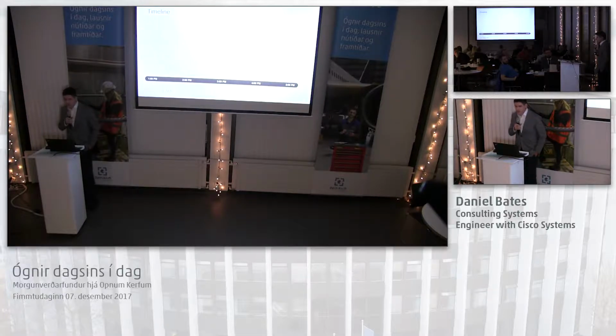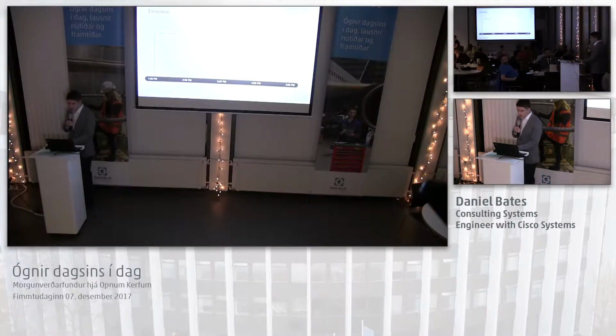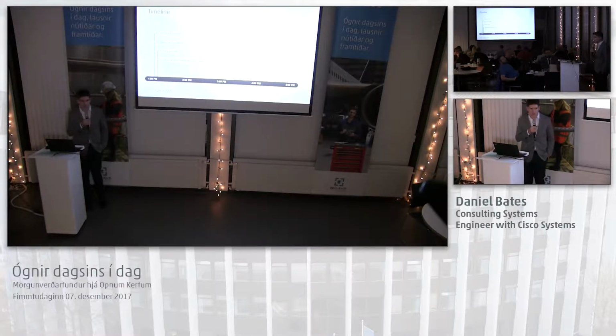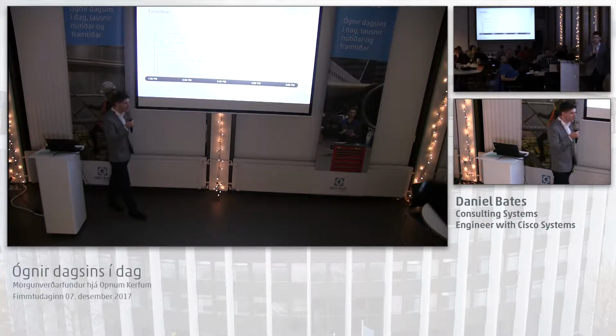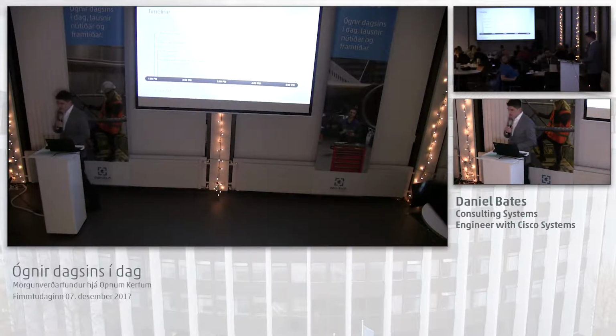Now, if we look at the timeline of events here, just to give you an idea of how this is happening. At roughly 1 o'clock, we start the download. It comes up as an unconfirmed CR download within Chrome. About 1 second later, it completes the download, and then it executes about a minute later. About 1 second after that, we trigger an indicator of compromise based on that suspicious behavior. This is our fake extension executed indicator of compromise that just says that there's a second extension that doesn't look right.